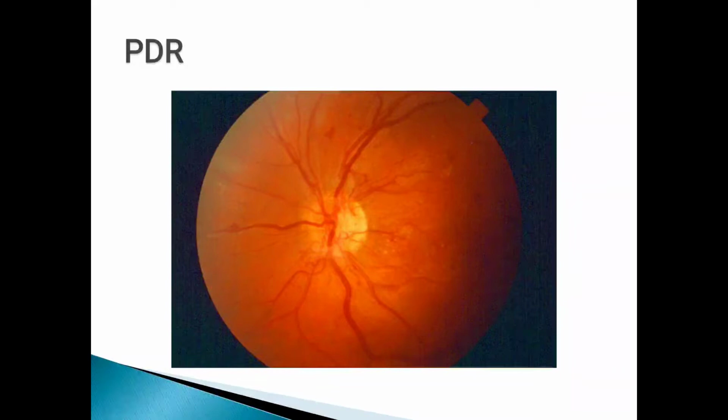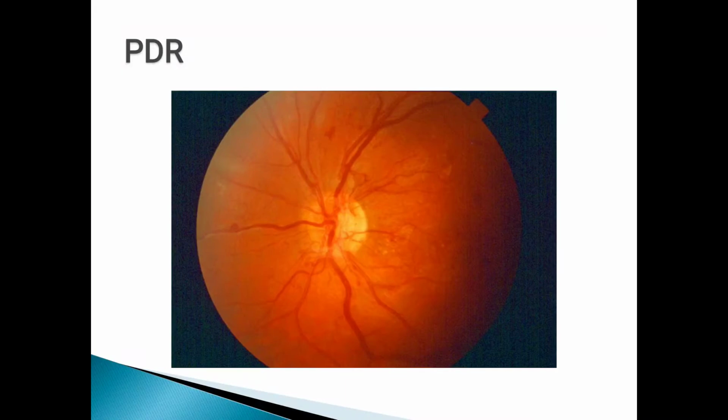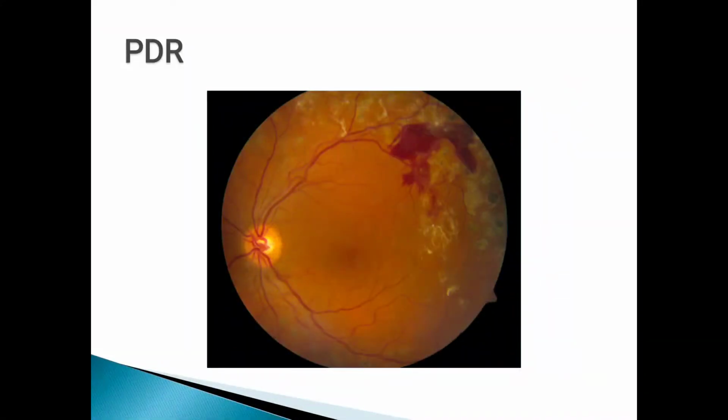You can see in this slide, friends, very classically the presence of new blood vessels on the disc, so that is NVD. You can see superiorly that the blood vessels are growing from the superior part of the disc and projecting like a fan. So that is PDR. Here there is NVE in the superior quadrant, and this has ruptured and led to a big pre-retinal hemorrhage in the superior quadrant. This red color is hemorrhage.